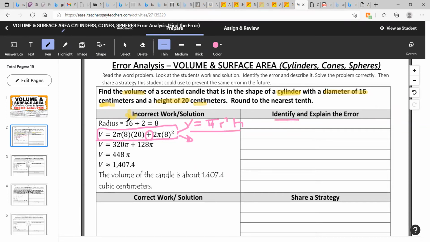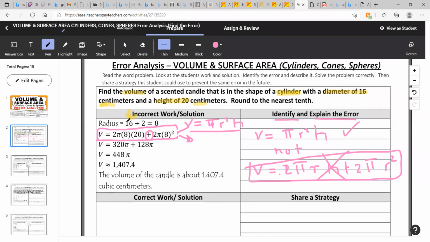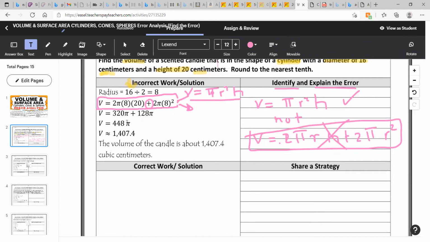So identify and explain the error. We know the formula should be pi radius square height. It is not 2 pi radius height plus 2 pi radius square. So this is the formula the student used, not this one. So this is wrong, and this is the right formula. So let's try to solve the problem right.